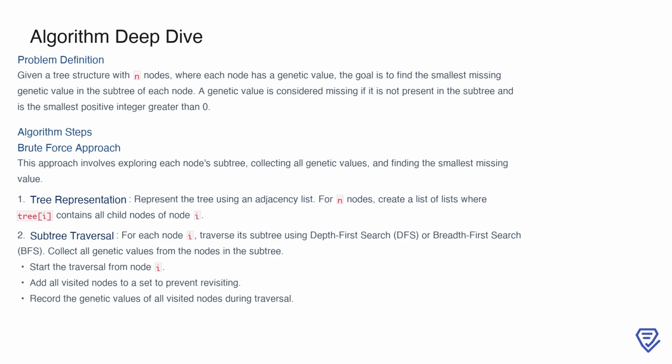To solve this, a straightforward brute force method begins by representing the tree as an adjacency list. This is a common and efficient way to model tree structures, where each node points to a list of its child nodes. Using this representation, we can traverse the subtree of any given node, gather all genetic values, and determine the smallest missing value. Let's break these steps down further.